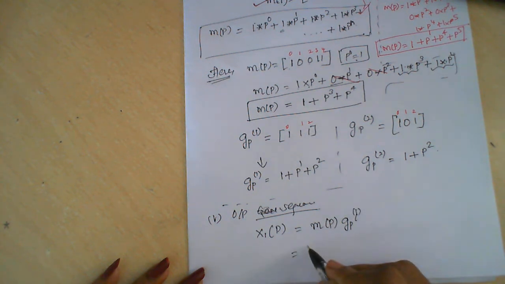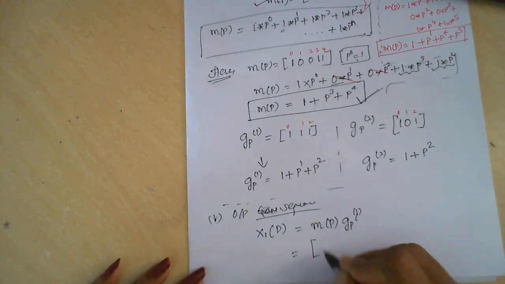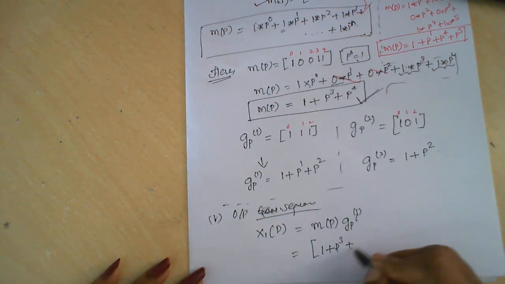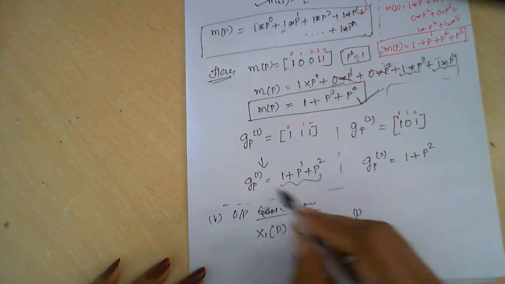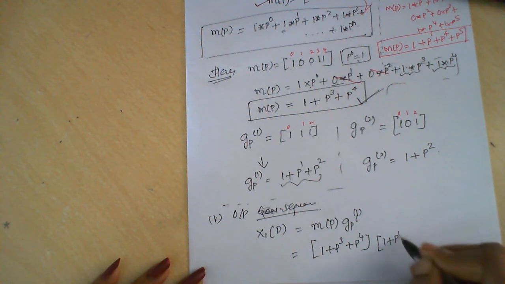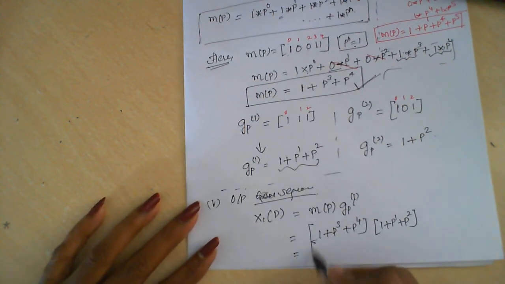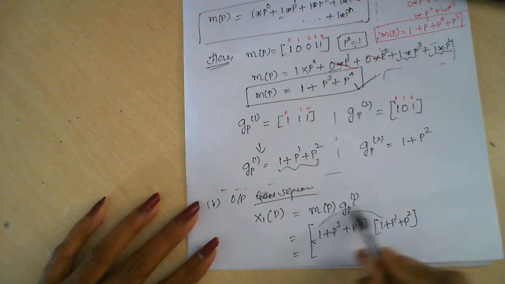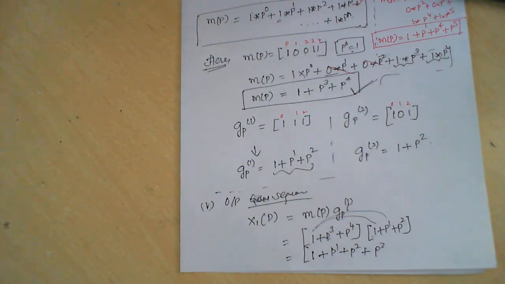So what is your message polynomial? I have assumed this variable, so this is nothing but 1 plus p power 3 plus p power 4, whereas the generator polynomial for case 1 is 1 plus p power 1 plus p power 2. So when you multiply these, you should multiply 1 by 1. So 1 into 1 is 1, 1 into p power 1 is p power 1, 1 into p power 2 is p power 2, plus p power 3 into 1, p power 3.